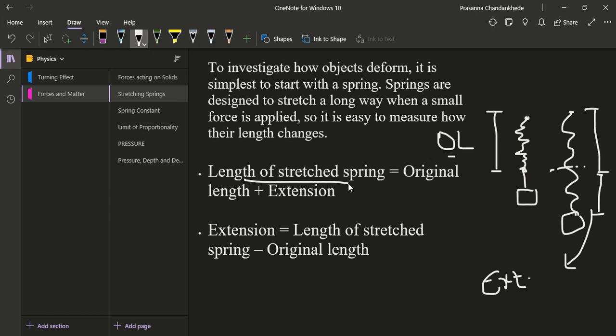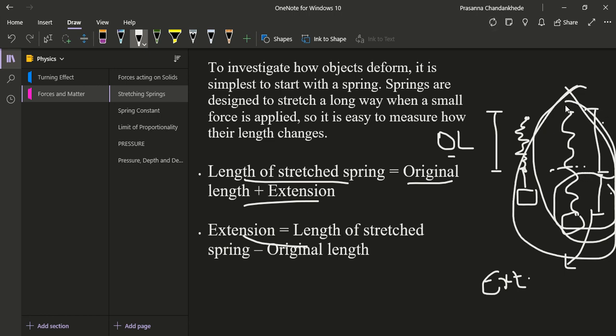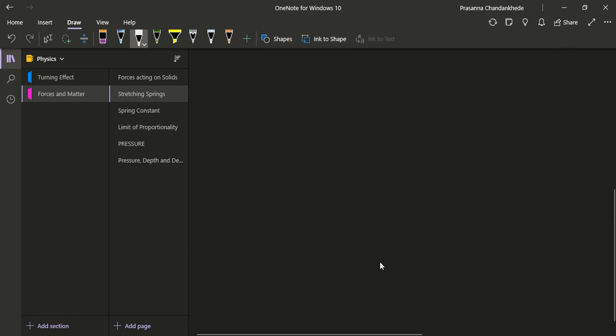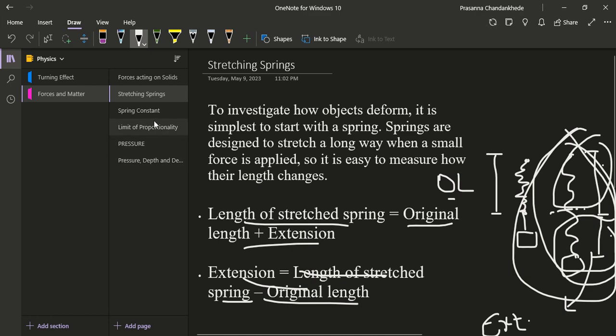Now what they're saying, the length of the stretched spring means the whole length of this thing. So that will be this plus this, so original length plus extension. Extension, which is this, will be the whole thing minus this. That will give us extension. So length of stretched spring minus original length. I think that should be clear.